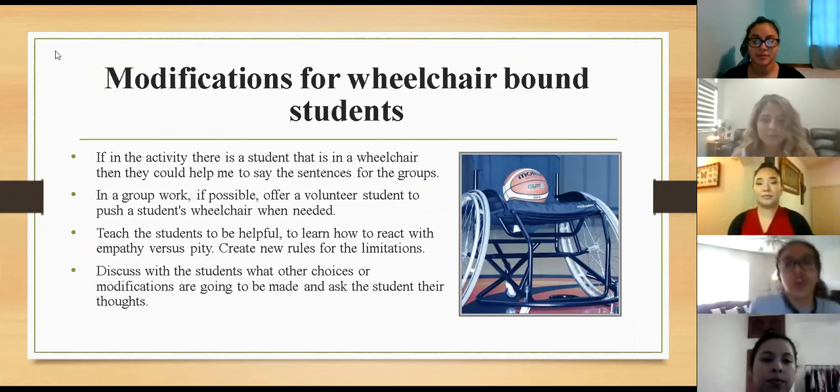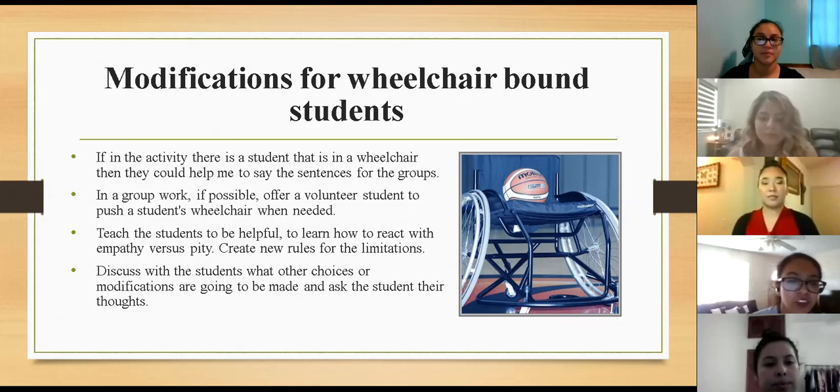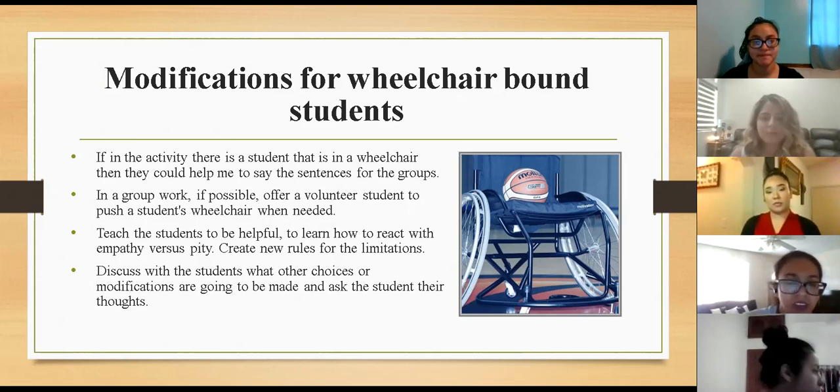Modifications for research on students. If in the activity there is a student that is in a wheelchair, they could help me to set the sentence for the group. In a group work, it's possible for volunteer students to push the student's wheelchair when needed. Teach the students to be helpful, to learn how to react with empathy versus pity. Create new rules for the limitations. Discuss with the students what other choices or modifications are going to be made, and ask the students their thoughts.